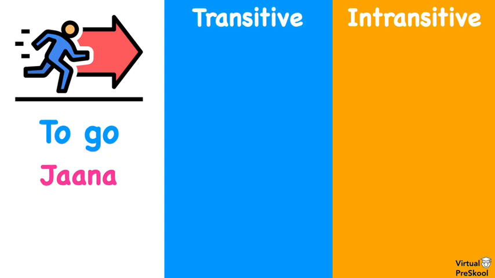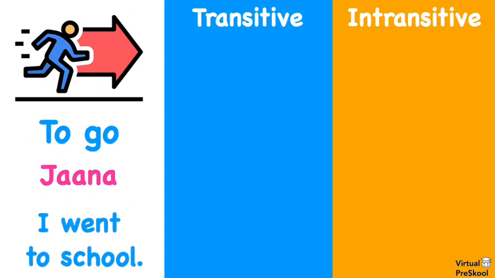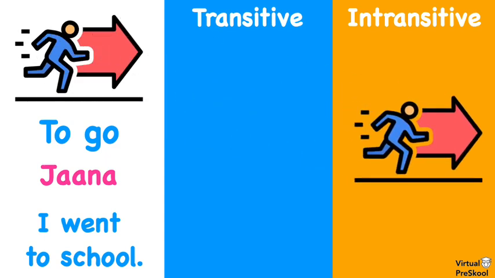Now let's talk about whether this verb, jana, is a transitive verb or intransitive verb. How do we decide? We have to ask two questions. Is there a who and is there a what? If we have the sentence, I went to school, is there a who? Yes, I. Is there a what? I went what? No, there's no what. There's a where. I went to school, but there's no what. So this is an intransitive verb.